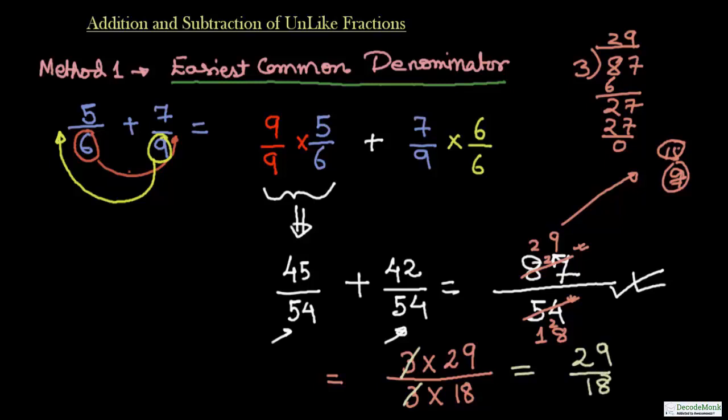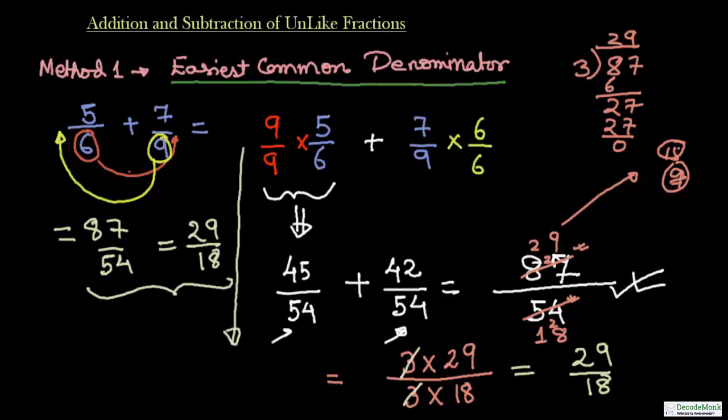So this 5 by 6 plus 7 by 9 can be written as 87 by 54, or it can also be written as 29 by 18. So this is the procedure. You can carry out the addition.